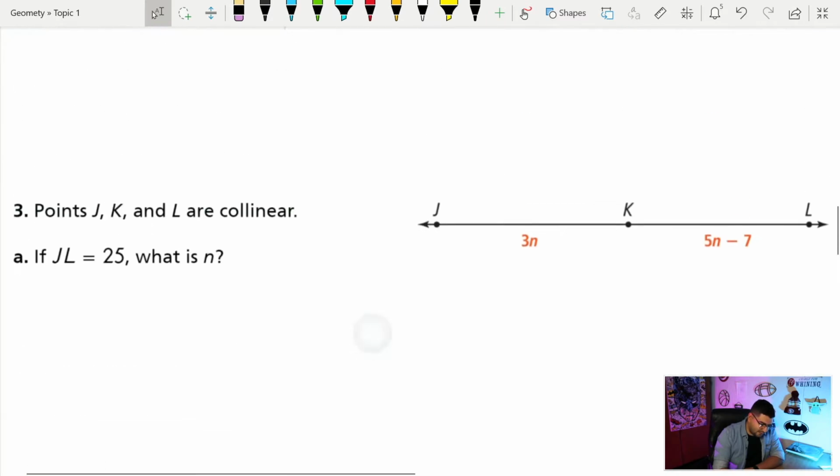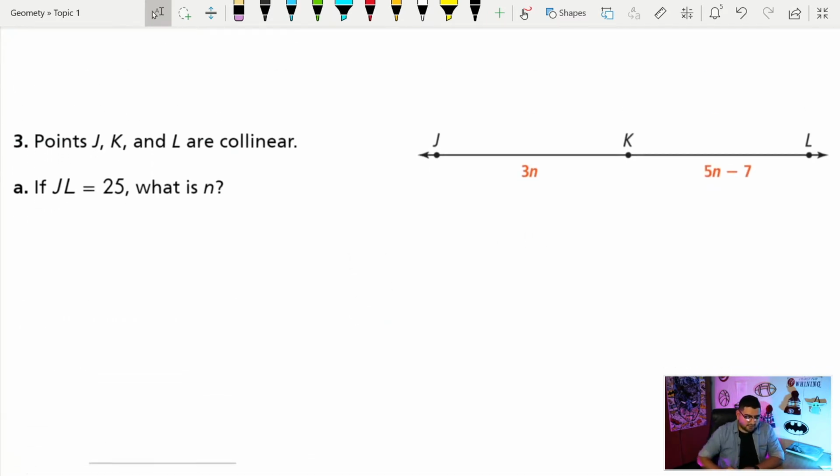Now this next question, they bring in a little bit of algebra. These points are all lying on the same line. We call that collinear. Points J, K, and L are collinear. That just means they're on the same line. Now what they tell us is, if JL, this long segment right here, has a length of 25, they want to know what is n. So if this segment has a length of 25, what is the value of that variable?